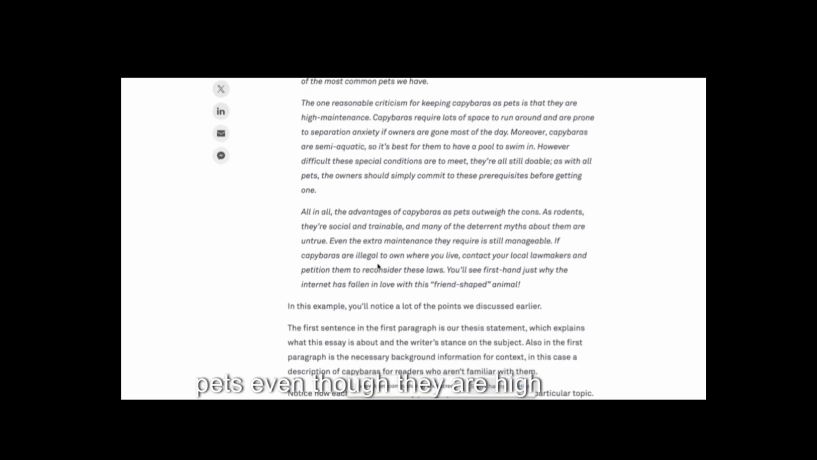And then the conclusion just kind of sums it up, gives the reasons again. It says the advantages of capybaras as pets outweigh the cons, and you'll see firsthand why they love these funny-shaped animals. Again, the last sentence kind of is exciting and leaves you thinking about that. So that's just an example, and I'm going to put this also in the description box.